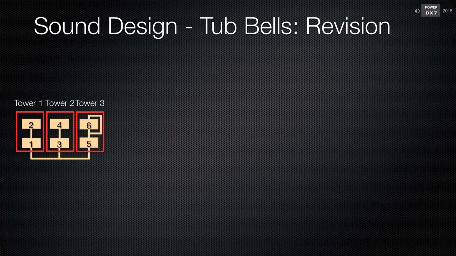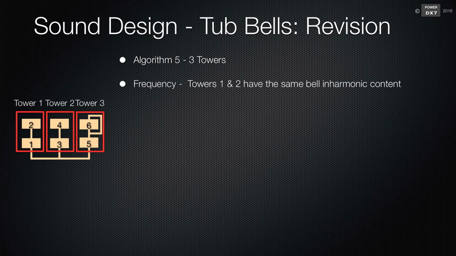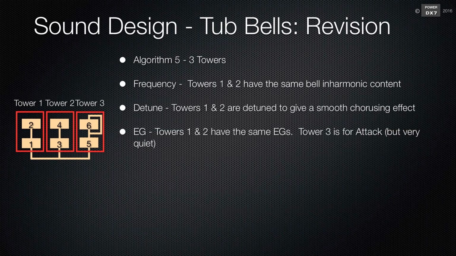Now, it's a good time to revise what we've learned so far. The tube bells uses algorithm 5 with 3 independent towers acting as additive synthesis units. Towers 1 and 2 have the same bell inharmonic content at a ratio of 3.50. Towers 1 and 2 are detuned to give a smooth chorusing effect. Towers 1 and 2 have the same envelope. Tower 3 is for attack but very quiet.